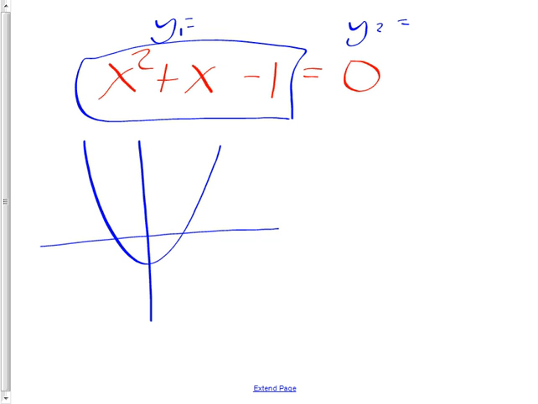Where's the line y equals 0? Right here. So you see where they cross? They cross here and here. All right, so let's see what's going to happen when we actually graph this. So everybody put that into y1, x squared plus x minus 1.